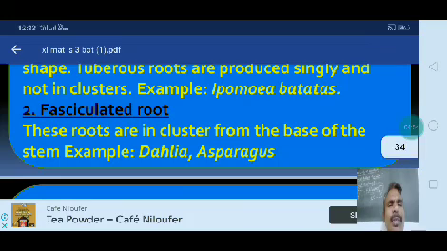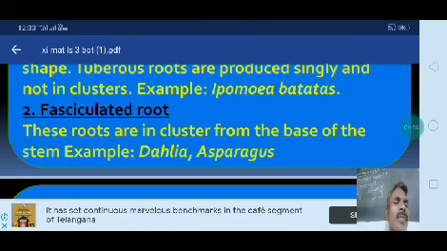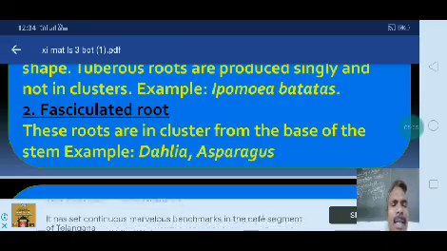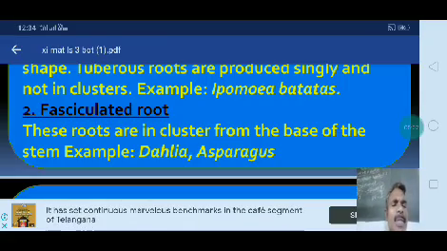Then fasciculated root. These roots are clustered at the base of the stem. That is called fasciculated root, cluster in nature. The first one is not a cluster in nature. The second one is cluster in nature. Examples: dahlia, asparagus.